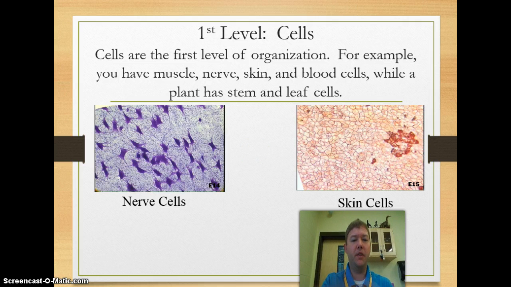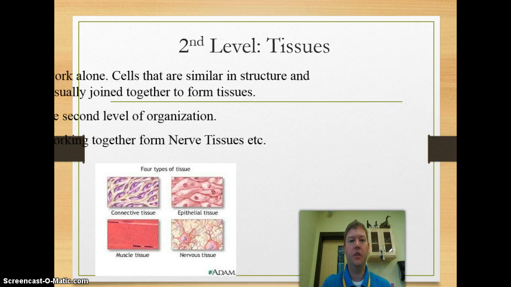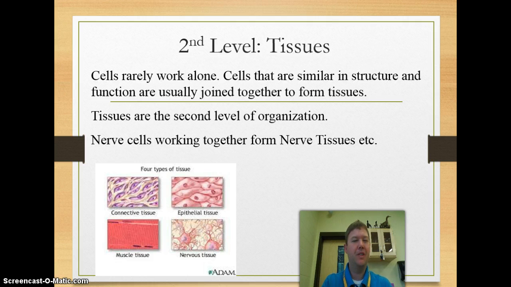Now when we get a bunch of these cells together working for a specific function, that takes us to our second level. And our second level happens to be tissues. Like I said, cells rarely work alone. Cells that are similar in structure and function usually join together to form tissues. Tissues are the second level of organization. For example, nerve cells work together and form nerve tissue. Muscle cells work together and form muscle tissues. That's the second level.